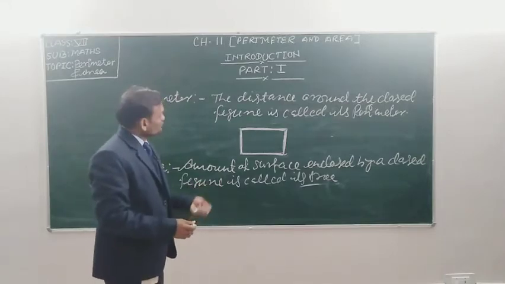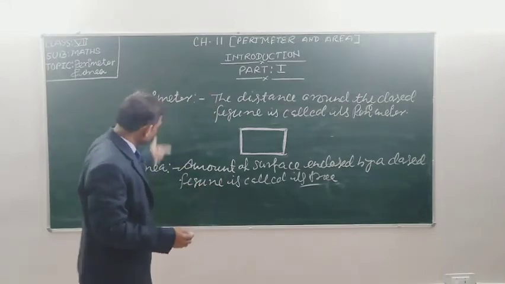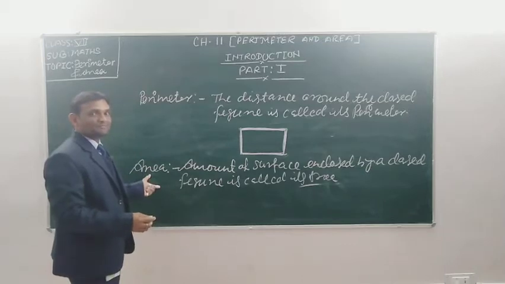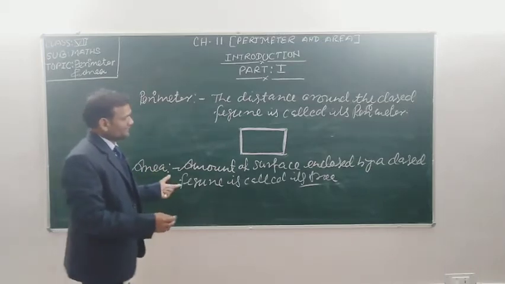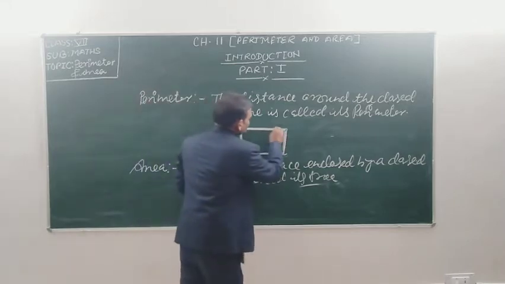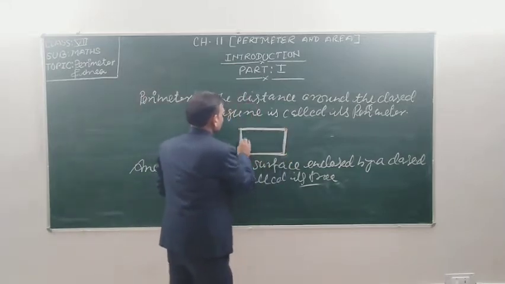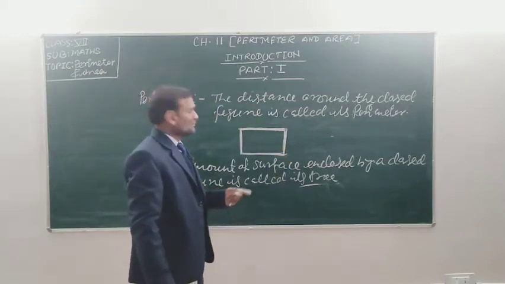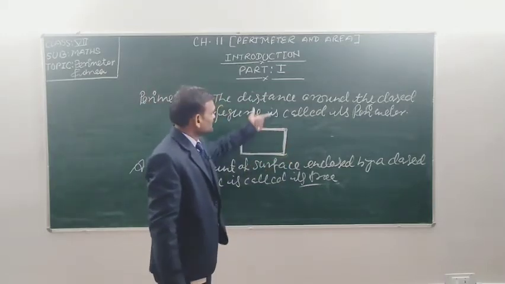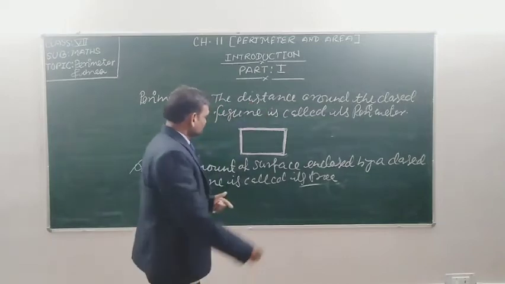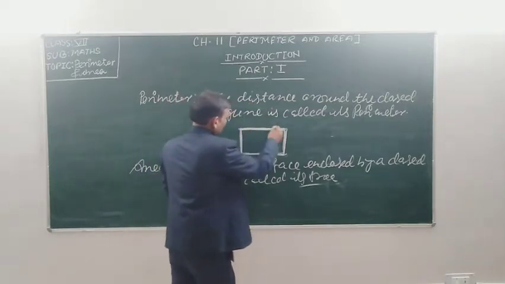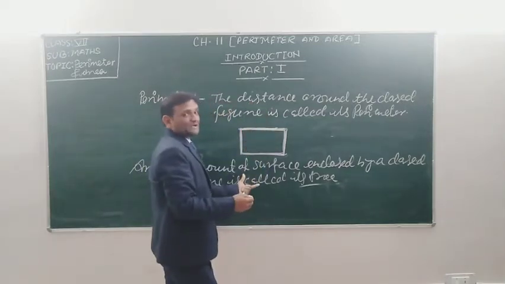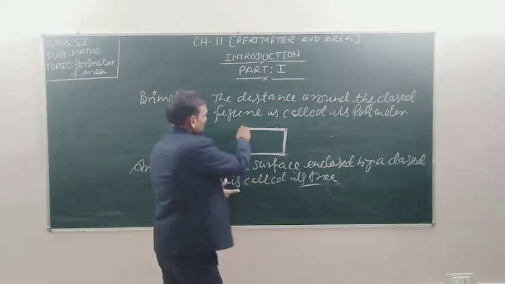Now, you should know what is the difference between perimeter and area, student. Distance around the boundary is the perimeter. But the amount of surface enclosed by a closed figure is the area. This is a closed figure.